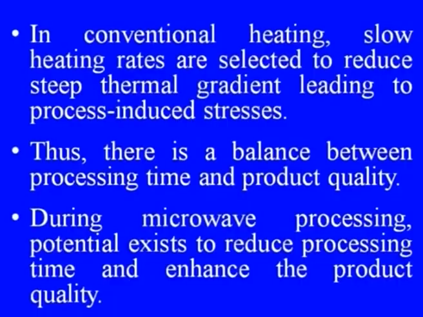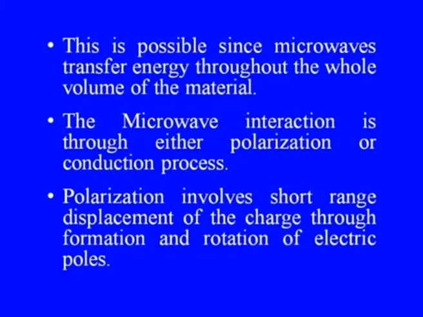In conventional heating, slow heating rates are selected to reduce stiff thermal gradient, leading to process induced stresses. Thus, there is a balance between processing time and product quality. During microwave processing, potential exists to reduce processing time and enhance the product quality. This is possible since microwaves transfer energy throughout the whole volume of the material.